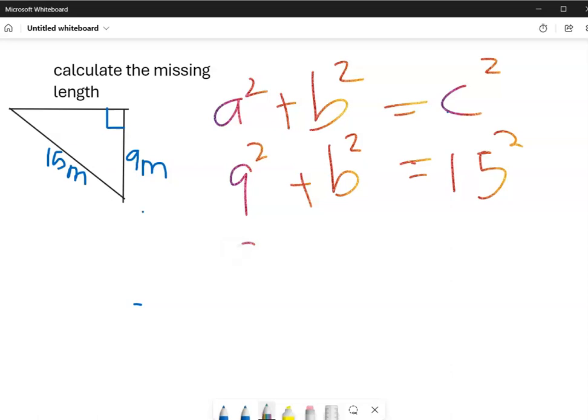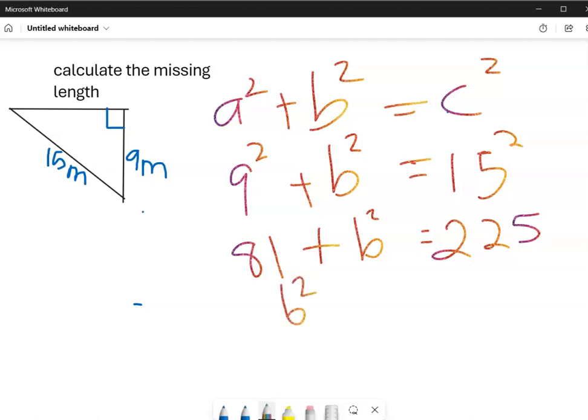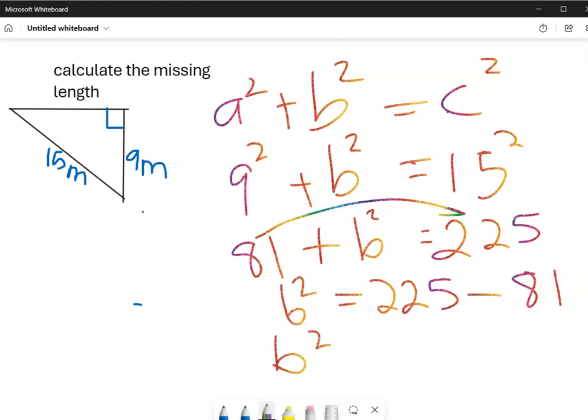So we work that out. 9 squared is 81. 15 squared is 225. Now, you guys know how to solve equations. We want to make b the subject of the formula, so we know that we're going to move the 81, right? So we're going to have b squared equals 225. When we move a term from one side of the equal sign to the other side, we do the opposite. So that's 225 minus 81. That means b squared is 144.